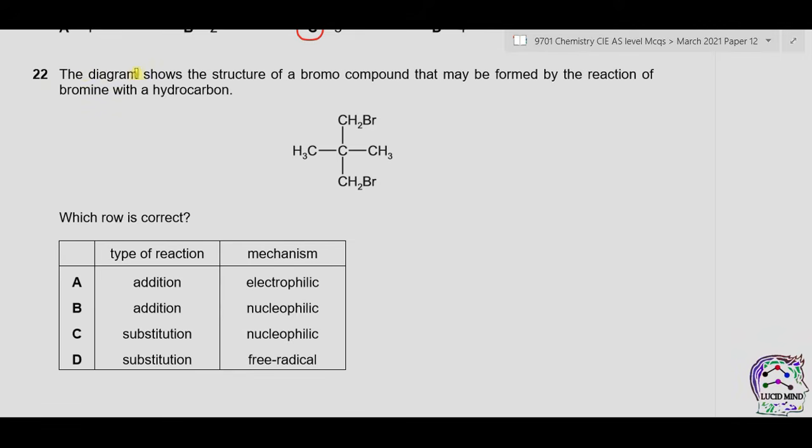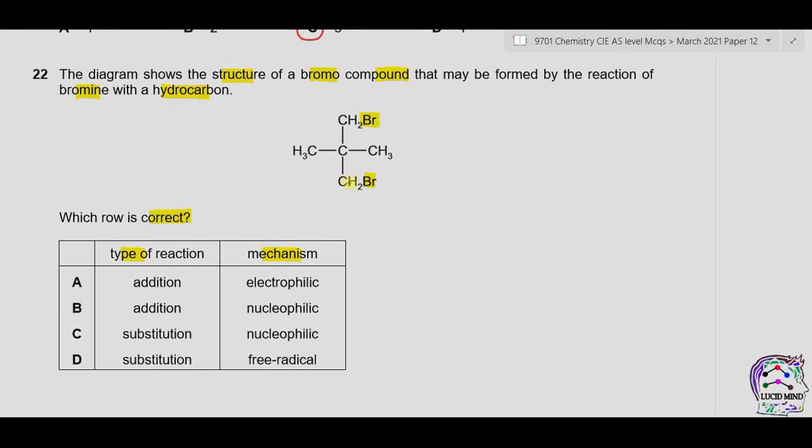Question 22. The diagram shows the structure of a bromo compound that may be formed by the reaction of bromine with a hydrocarbon. Which row is correct? We have to find out the type of reaction and the mechanism behind that reaction. As we can see that Br has replaced one of the hydrogen atoms of CH3. Again, this Br has also replaced one of the hydrogen atoms in CH3.